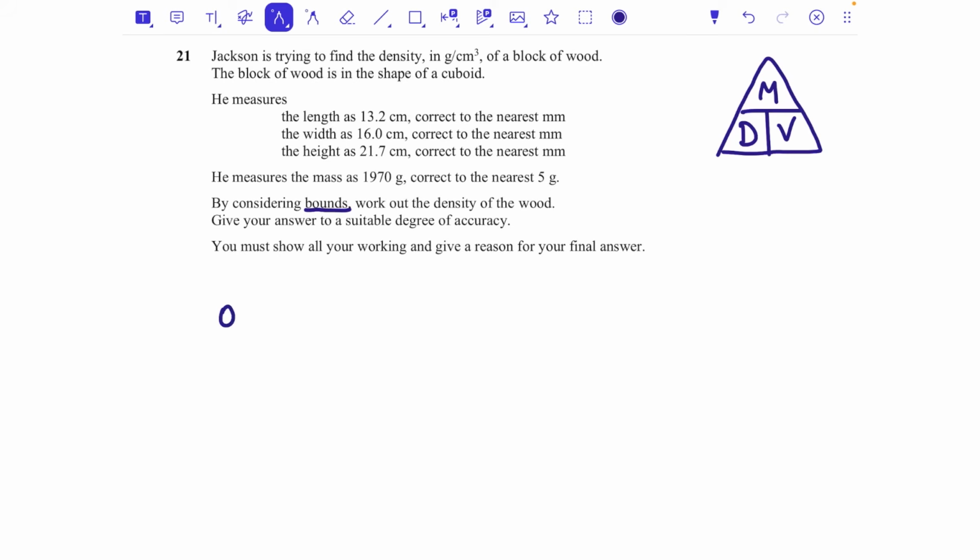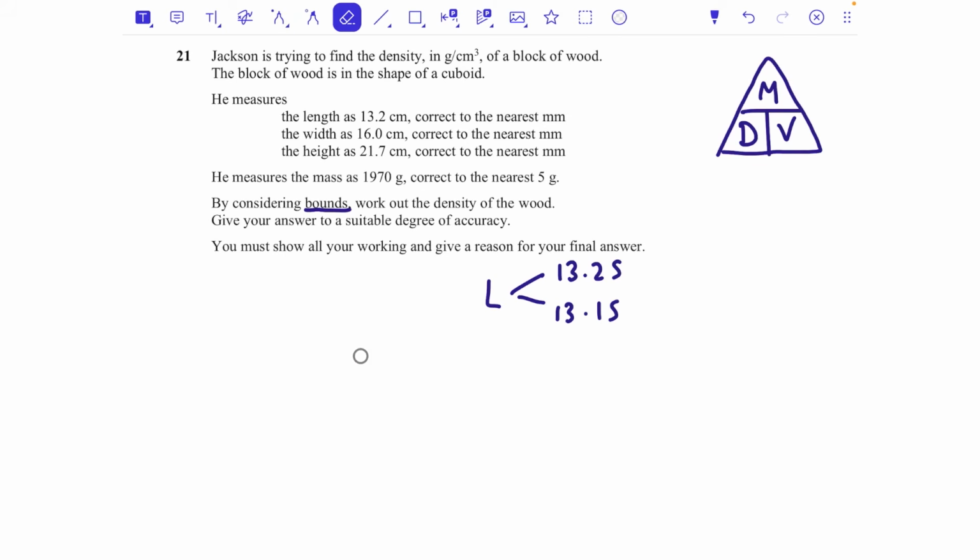If you've rounded to the nearest 0.1, you divide that by 2 and you put half of it above and half of it below. So 0.05 above and 0.05 below to get the biggest and the smallest it could have been before you rounded it. So for the length, it could have been 13.25 or it could have been as low as 13.15.